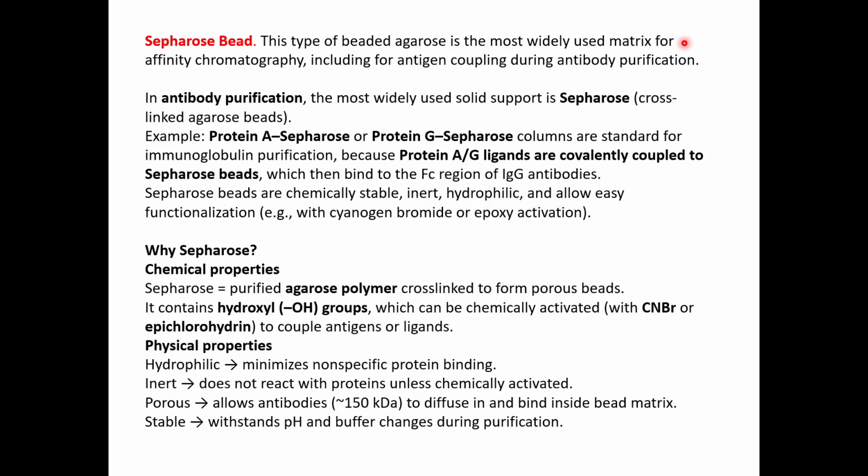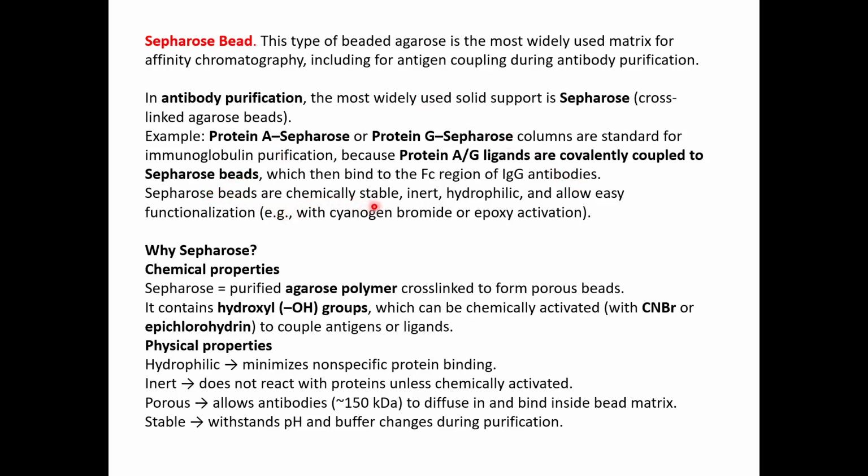Now coming to Sepharose beads. This is a common matrix that is used in affinity chromatography, and it includes antigen coupling during antibody purification. In antibody purification, the most widely used support is Sepharose, that is cross-linked agarose beads. Protein A Sepharose and protein G Sepharose columns are the gold standard in immunoglobulin purification because protein A and G ligands are covalently coupled to Sepharose beads, which then bind to the Fc region of IgG antibodies.